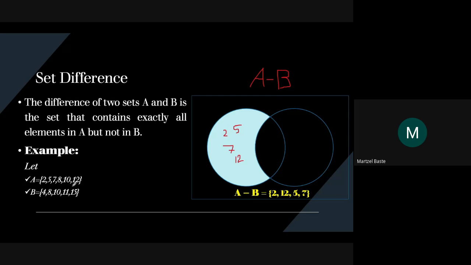For example, we have here 2, 5, 7, 8, 10, 12 and 4, 8, 10, 11, 15. What is common to both? 8 and 10. Since 8 and 10 are common, you don't include 11 and 15 because those are in B, unless you reverse the minuend and subtrahend, B minus A. For A minus B, since 8 and 10 are common, the remaining elements are 2, 5, 7, and 12.